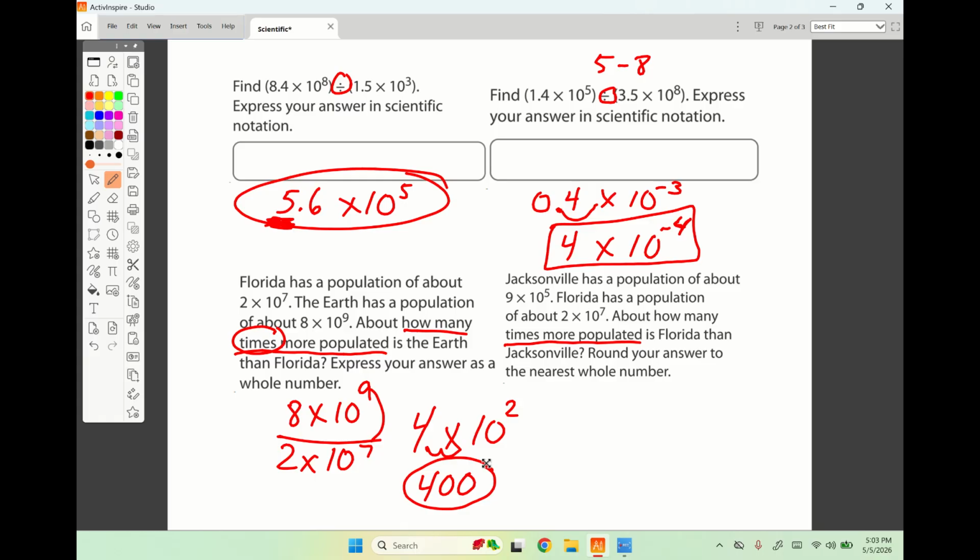So the first thing you do is divide your numbers. 2 divided by 9, 0.222 times 10 to the 2nd power. Now, to expand that, you move the decimal twice, so it gives you 22.2, but it says to round to the nearest whole number, so you leave it as 22.